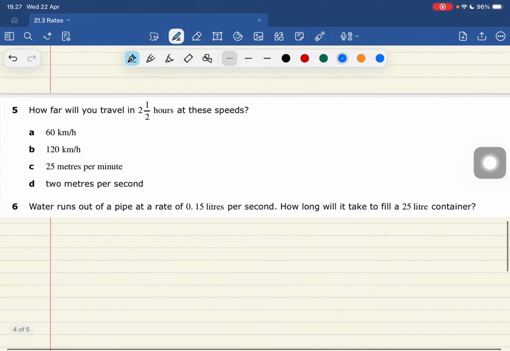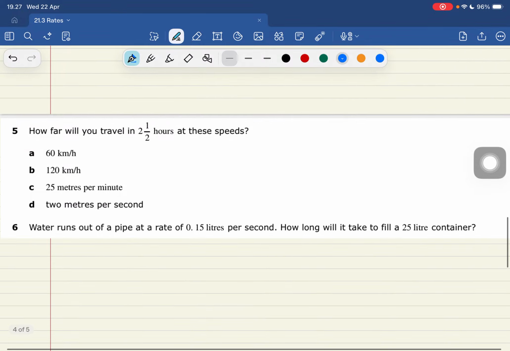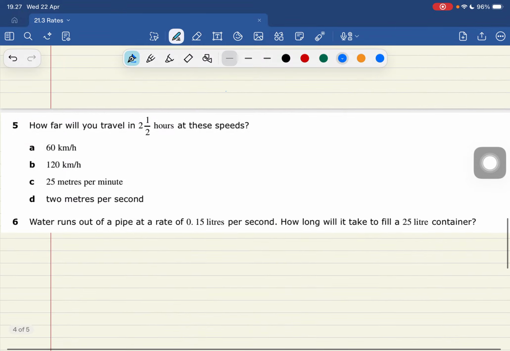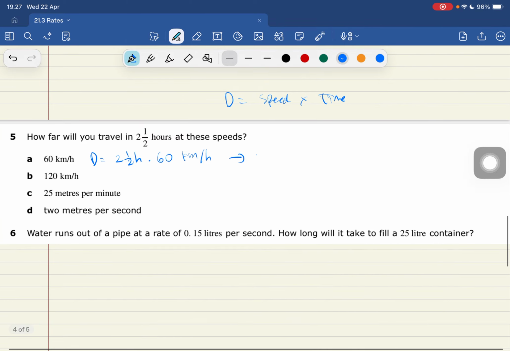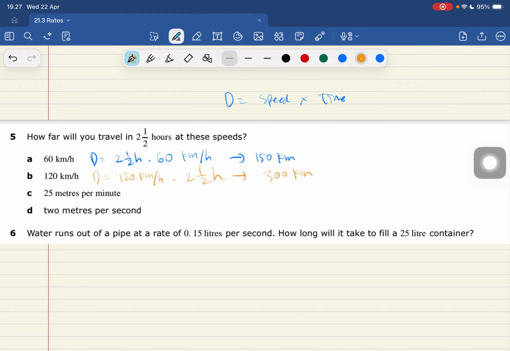Okay, we'll go on to 5. How far? This is the distance. So the distance equals speed multiplied by time. So the distance equals 2.5 hours multiplied by 60 kilometers per hour. So the distance is 150 kilometers. Here the speed is 120 kilometers per hour, multiplied by the time, 2.5 hours. So the distance is 300 kilometers.